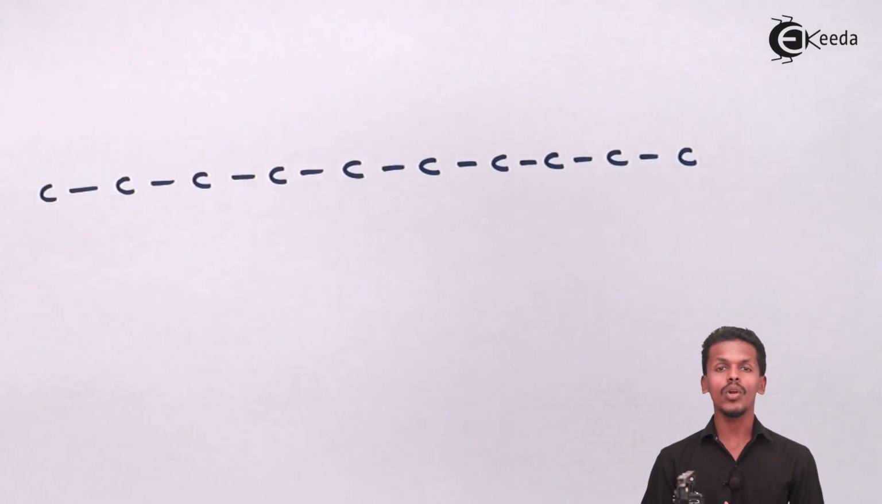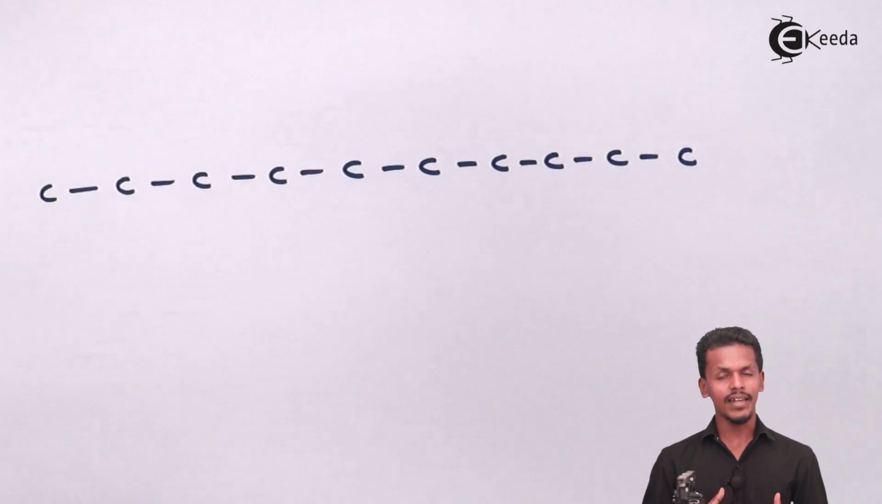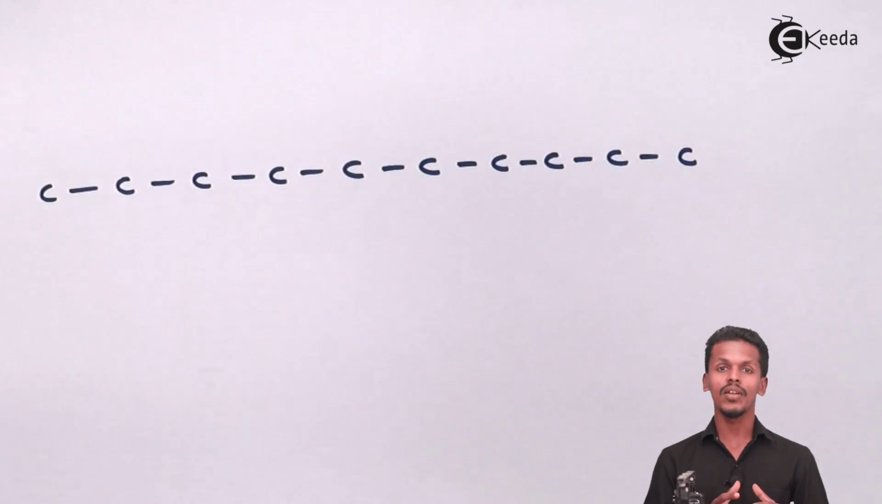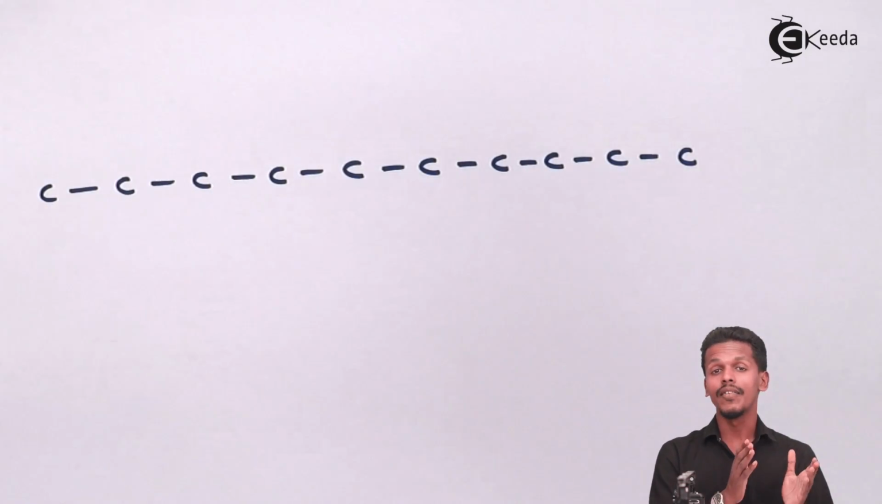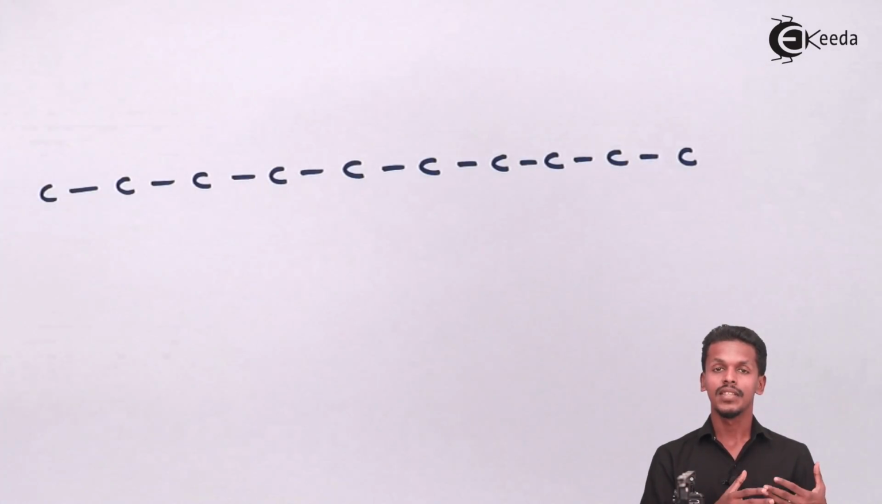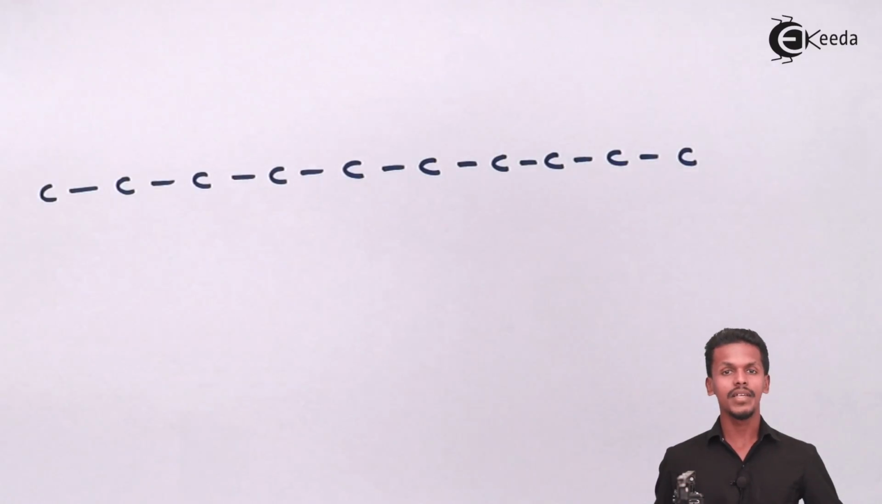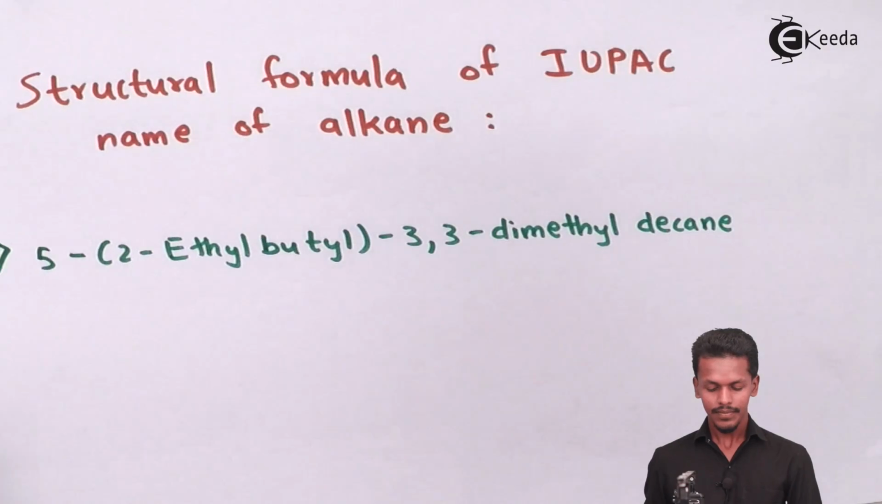Now let us see what substituents are attached to this parent hydrocarbon. Meanwhile, I have not written the hydrogens here, because first I will fill in the substituents, and then I will see the valency of the carbon and how many hydrogens are to be filled. So for that let me look at the name again.